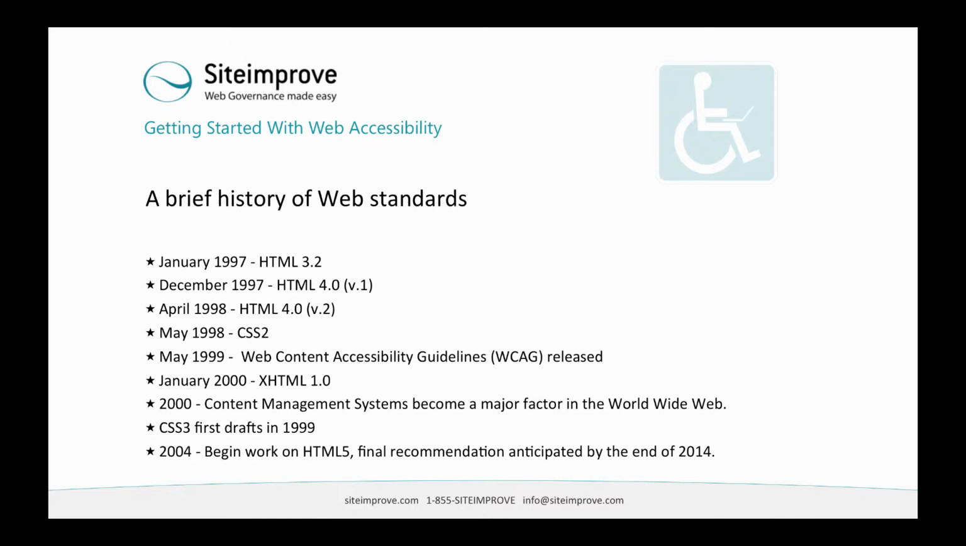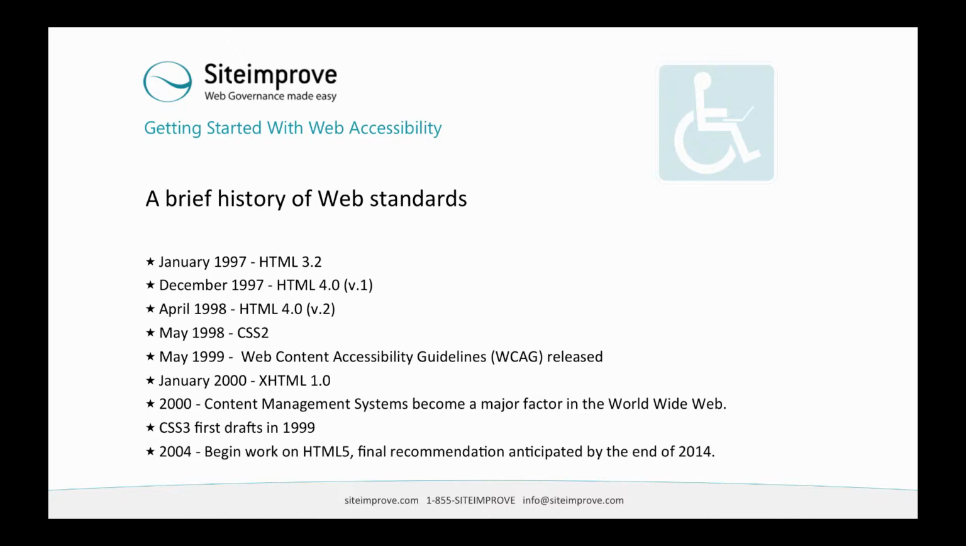April 1998, HTML 4.0 version 2. It offered 3 variations: strict, transitional, and frame set. Strict did not allow deprecated page elements at all, while transitional did allow the use of deprecated page elements. Style sheets were now starting to take over for the elements. Frame set addressed frame elements.